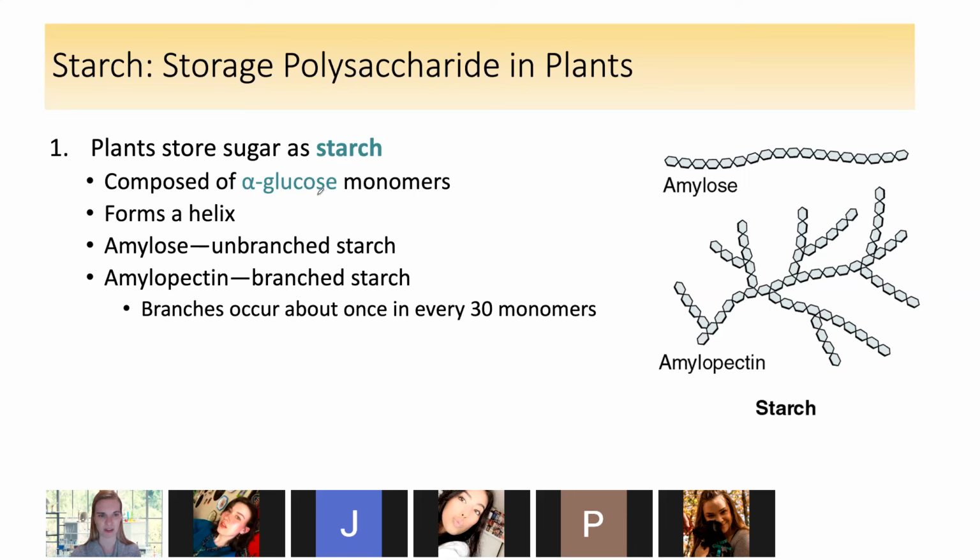Again, they're made of alpha glucose monomers. Sometimes they're going to form kind of a helical structure. And as I mentioned, amylose tends to be unbranched, whereas amylopectin does branch. So just a couple different varieties. It would take two different enzymes to break these different forms of starch down.